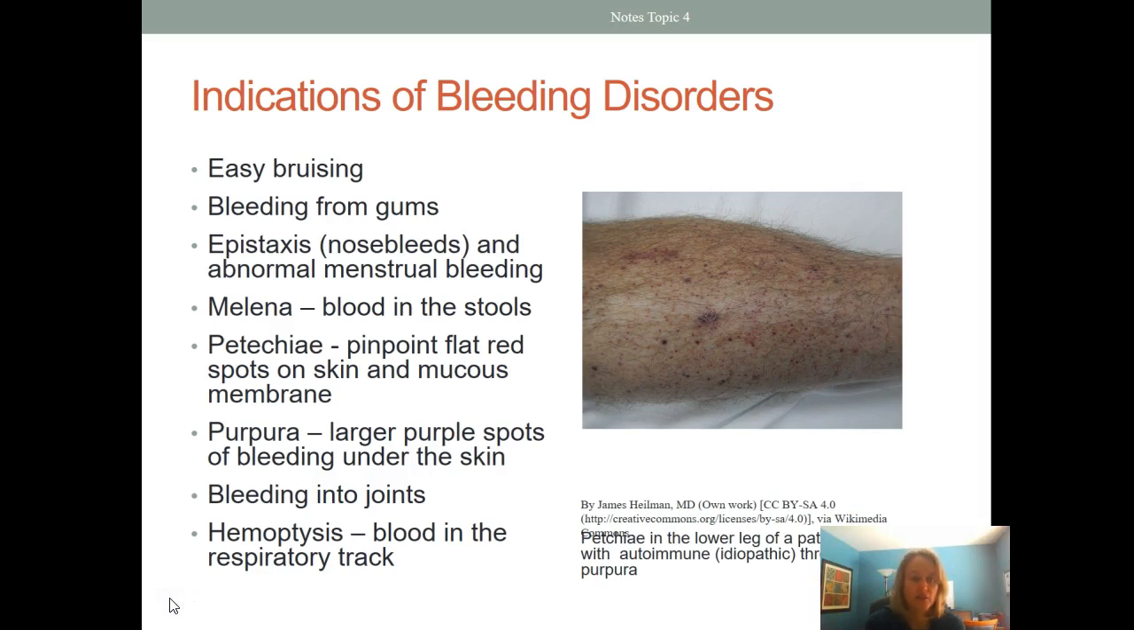We have easy bruising, bleeding from the gums, epistaxis or nosebleeds, and abnormal menstrual bleeding, melena, which is large volume blood in the stools, petechiae. These are pinpoint flat spots on the skin and mucous membranes. Purpura, these are kind of like larger purple spots of bleeding under the skin. You can have bleeding into the joints. Hemoptysis, which is bleeding in the respiratory tract.